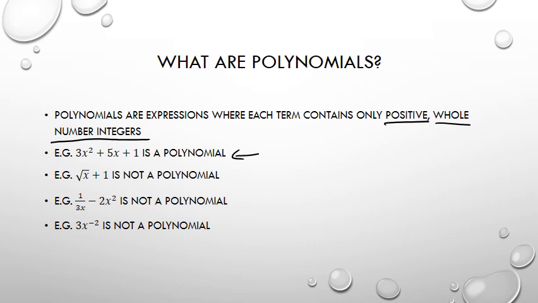Second one is not a polynomial because square root of x is really x to the power half. If you have anything divided by x or 1 on x, that's not a polynomial. If you write out your power, it's going to be negative. And then it's obviously negative as well.